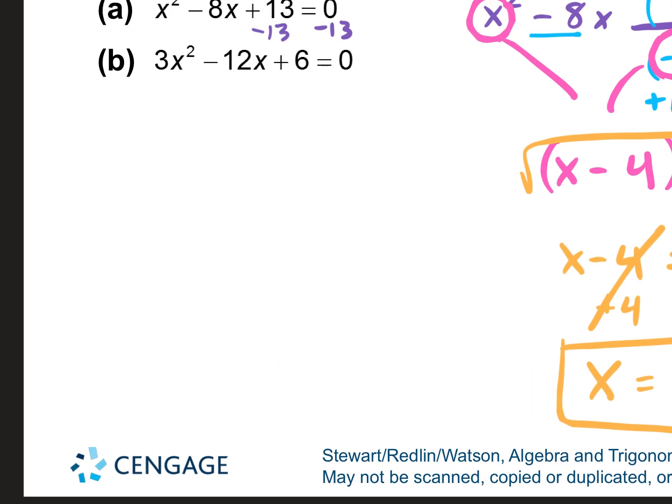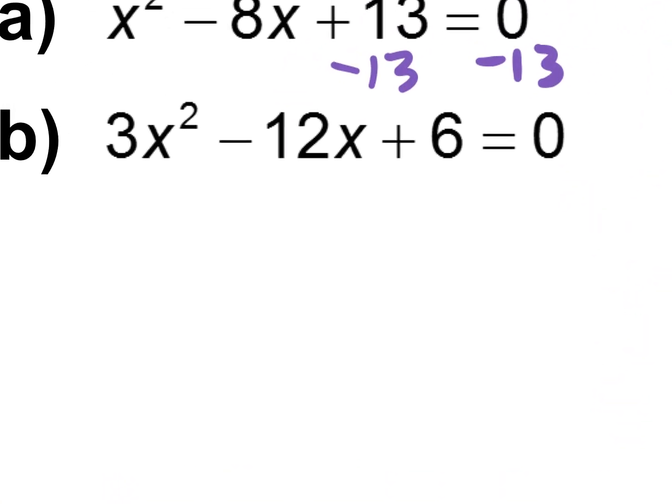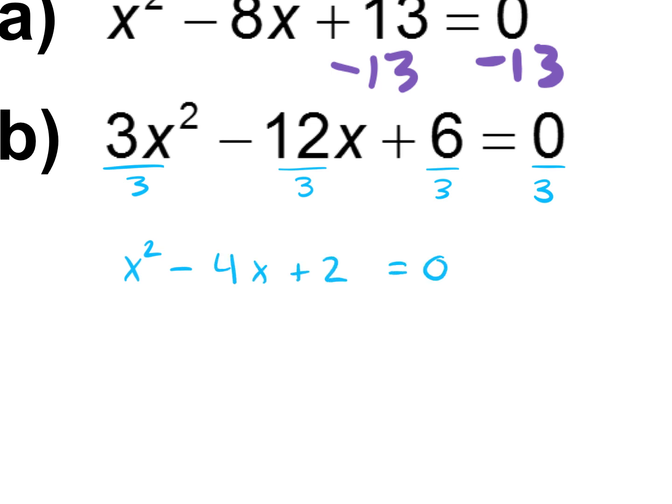All right, let's complete the square again. So let's do it with B. What should we do first here? Take out the GCF. Anytime you have a GCF, you want to take that out first. What's our GCF? 3. I'm going to divide everything by 3. And when our GCF is just a number, it goes away. Because what's 0 divided by 3? 0. So it goes away. So we're left with x squared minus 4x plus 2 equals 0.